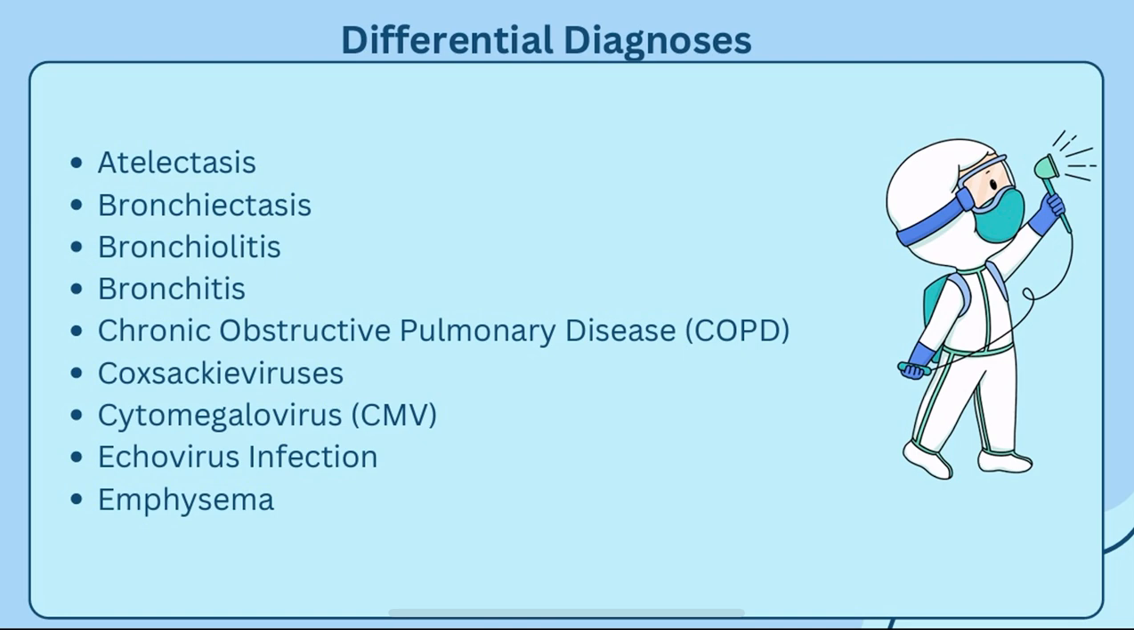Moving further to the differential diagnosis, we have atelectasis, bronchiectasis, bronchiolitis, bronchitis, COPD, Coxsackievirus, cytomegalovirus, echovirus infection, and emphysema. Let us have a brief discussion about the differential diagnosis.